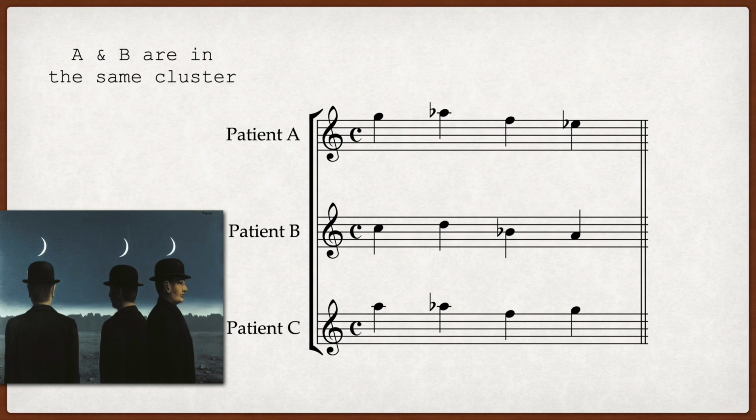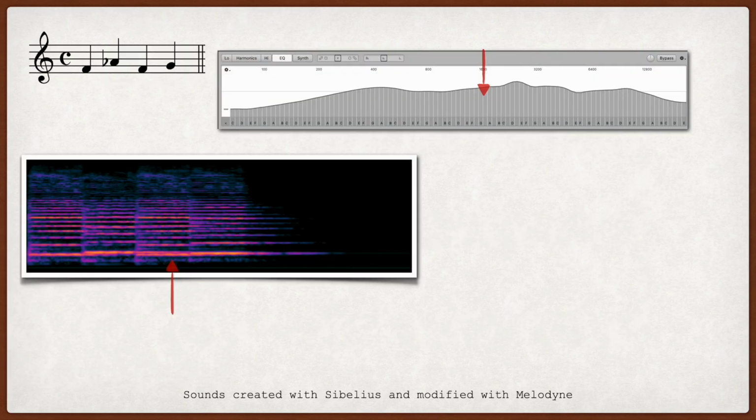We notice from our analysis that patients A and B are in the same cluster. This is one of the melodies we have. When we try to modify both centroid and spectrum, we obtain, for example, this result, trying to match the centroid to the one obtained through the age.